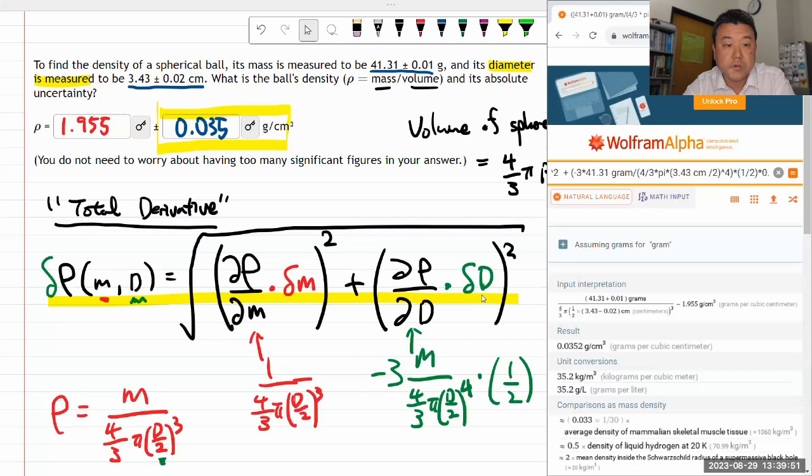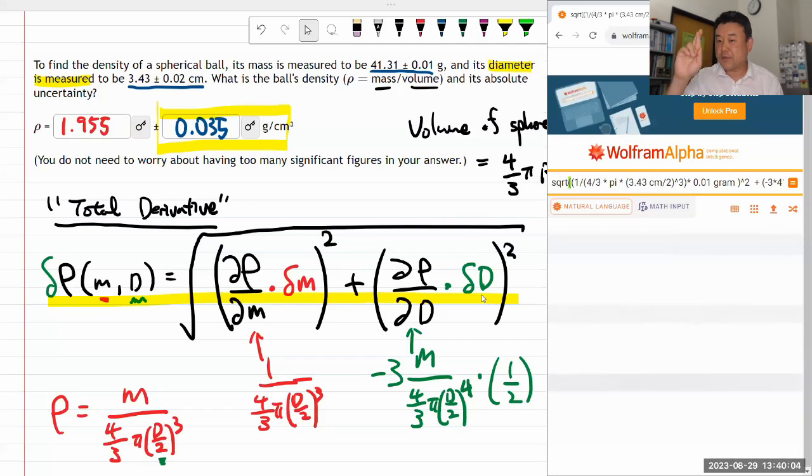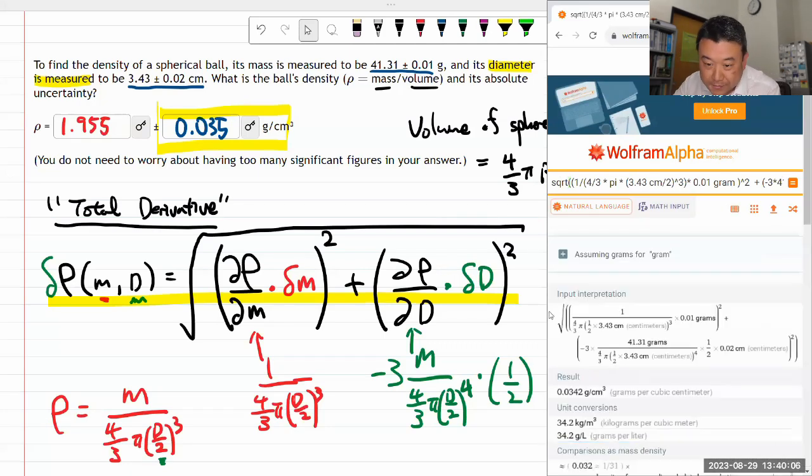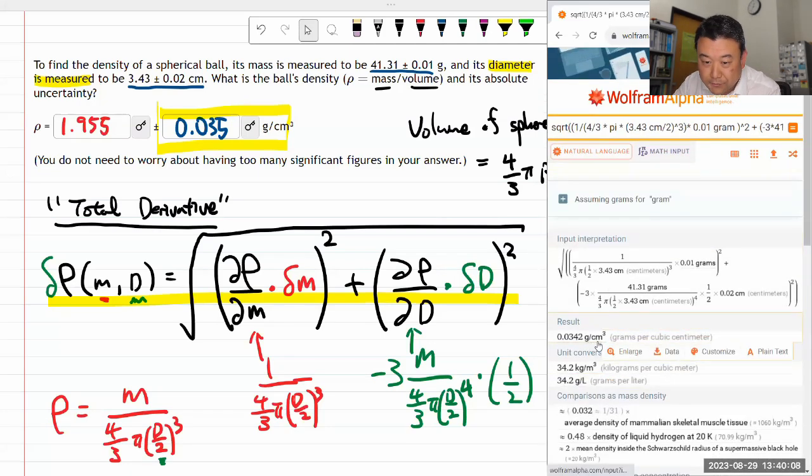That's 0.02 centimeter. Okay. And all of that gets squared. Okay, I think that's the whole expression. Let's press enter and make sure the units come out right. Okay, units come out right, and I get 0.034.